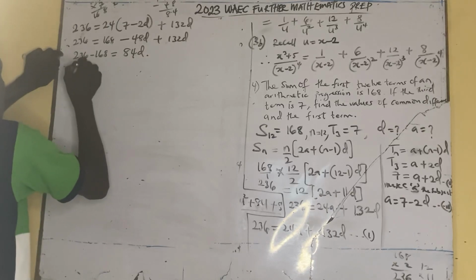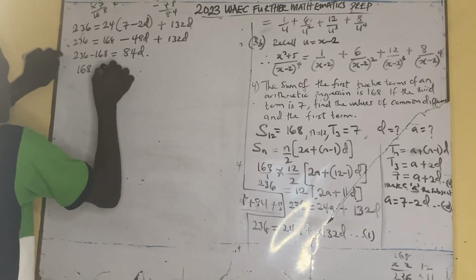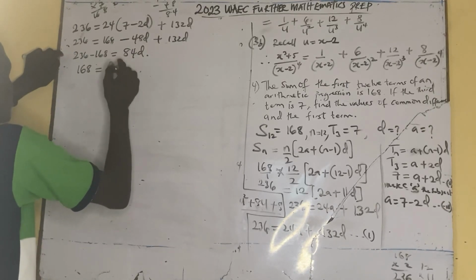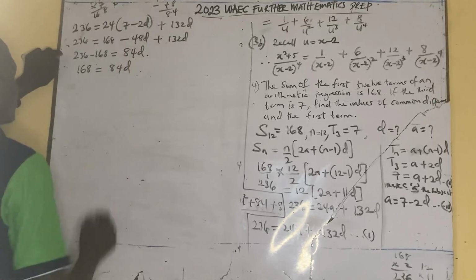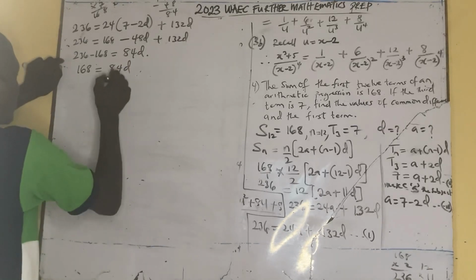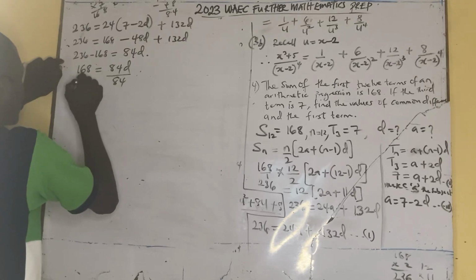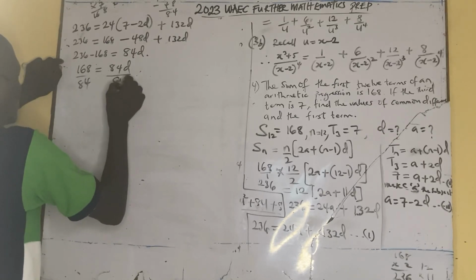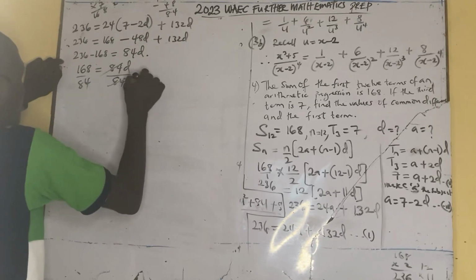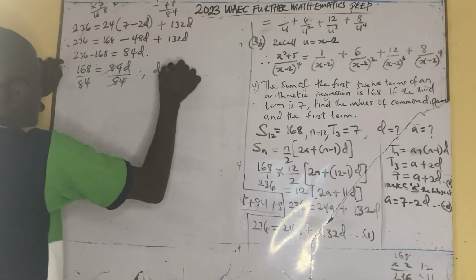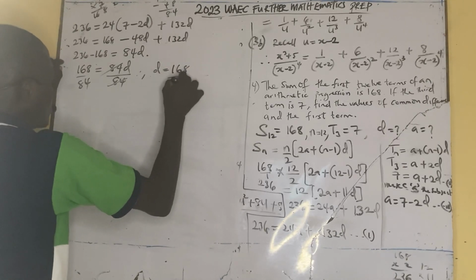So 68 then equals 84d. Is there any way they can divide themselves? Okay, divide both sides by 84. Let's see what d is. d equals 168 all over 84.